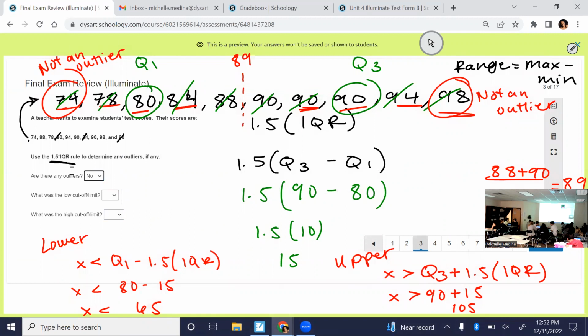It says, what was the low cutoff limit? Well, 65. So anything smaller than that would be an outlier. And then what was the high cutoff limit? 105. That's what we figured out using the 1.5 times IQR rule. You just have to remember the Q1 and the Q3 and whether you add or subtract it based on if it's a lower or an upper. Okay, good there. All right, any others from either review?